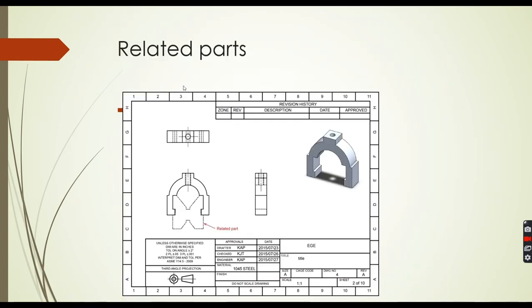Okay, we can put related parts here. For example, this is a related part. We're looking at this particular object here, but this is the way that it gets attached or placed on something, and we can put that as phantom lines.